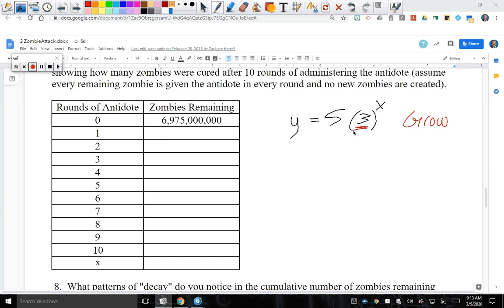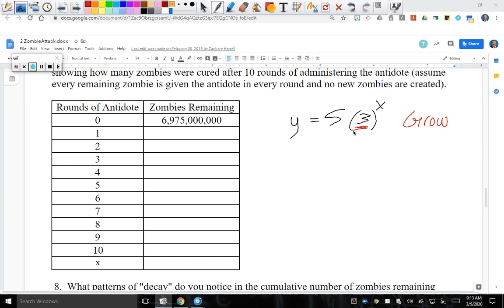Because if I multiply it by 1, nothing happened. It's like a vertical stretch or compression. Nothing happened. But this 3 is bigger than 1. It almost feels like it was vertically stretched by a factor of 3. That's not what's going on, but I kind of want you thinking along those lines. It's bigger than 1. That's why it's growing.